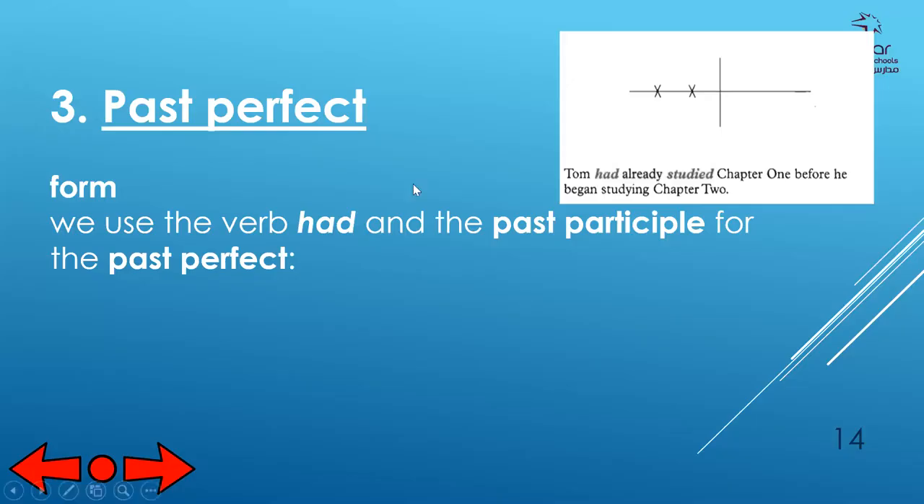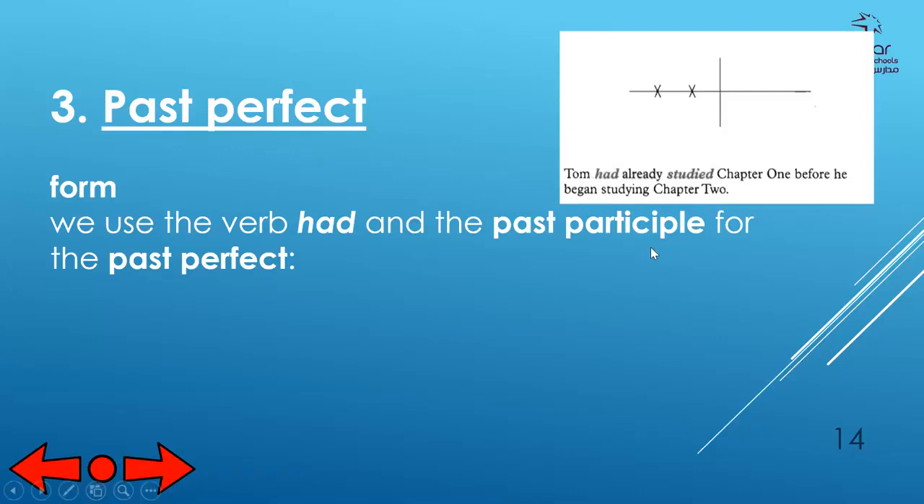Now the past perfect. The form, as I said, you need to have the verb had followed by the past participle, which is had plus past participle, or had plus verb 3, in other words. Like the example that we have here. Tom had already studied chapter 1 before he began studying chapter 2. So two actions. Chapter 1 is earlier than chapter 2. Since it's earlier, we're using had plus past participle before the other.